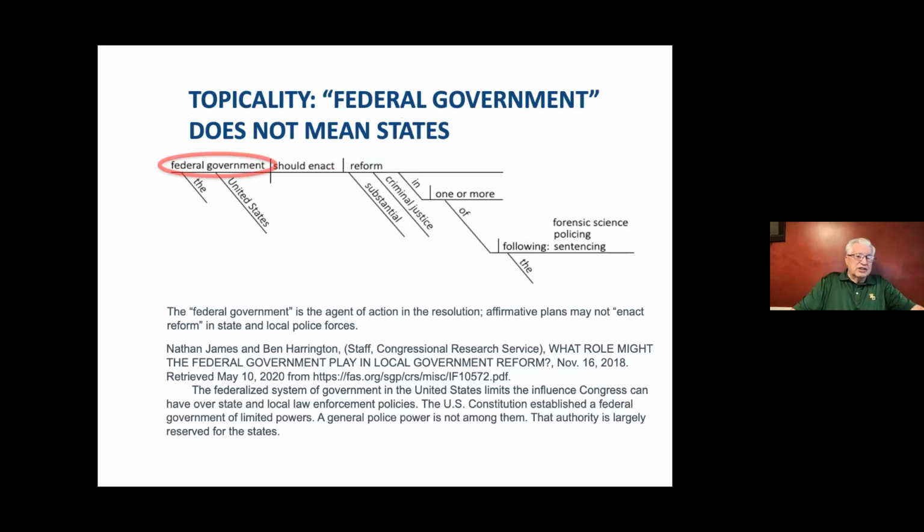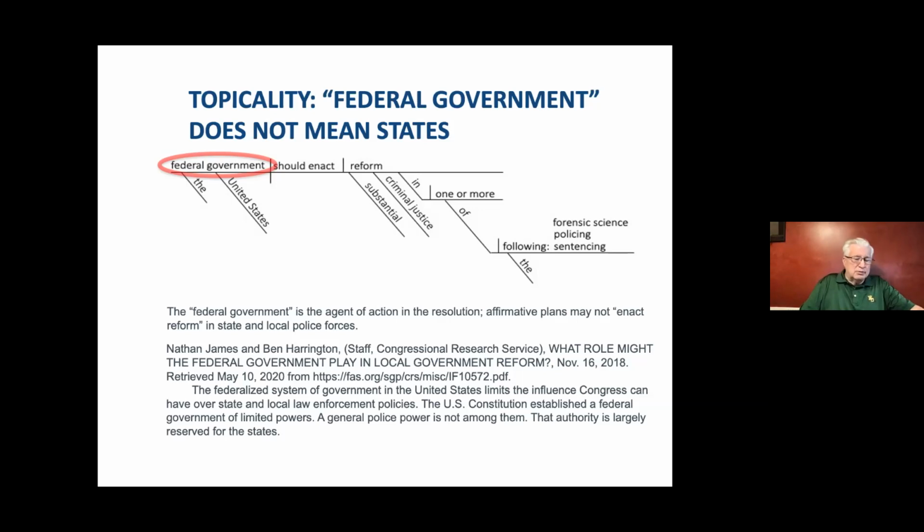Then a pretty obvious one, federal government doesn't mean the states. It means the central government in Washington, D.C. And that's major on this topic because we've talked about it with so many affirmative cases. Really, the affirmative team is having the federal government clean up state and local policing problems.